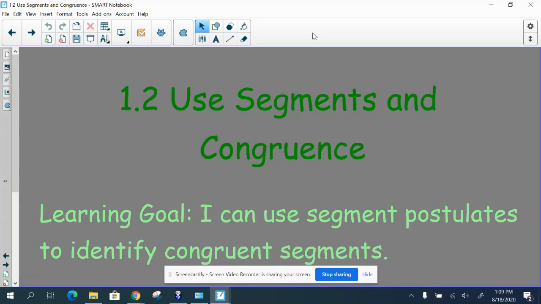In this lesson, we're going to learn about segments and congruence. So your learning goal is I can use segment postulates to identify congruent segments. So today we're going to learn about what a postulate is. The difference between that and theorem is subtle but important.